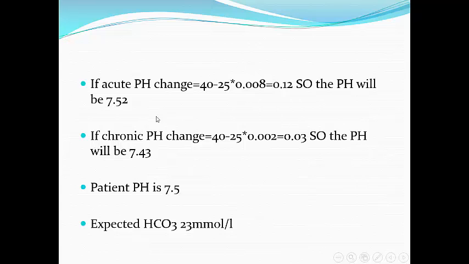If chronic, the increase in pH will not be too much. It will equal the change in the PCO2 multiplied by a small value, which is this value. So the pH will be 7.43. Our patient's pH is 7.5, going in the direction of the acute. The expected bicarb in acute will be 23, which is almost our patient's bicarb. So this is acute respiratory alkalosis without accompanying metabolic acid-base disorder.